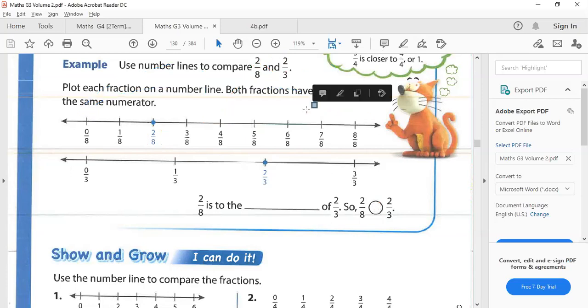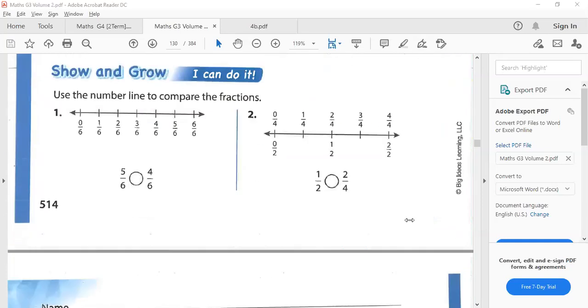Now I need to answer the first question, and I need to ensure that the number line is not the only way. You can just simply answer the question without using the number line. You can just compare two fractions without using the number line. You will not be forced to use the number line.